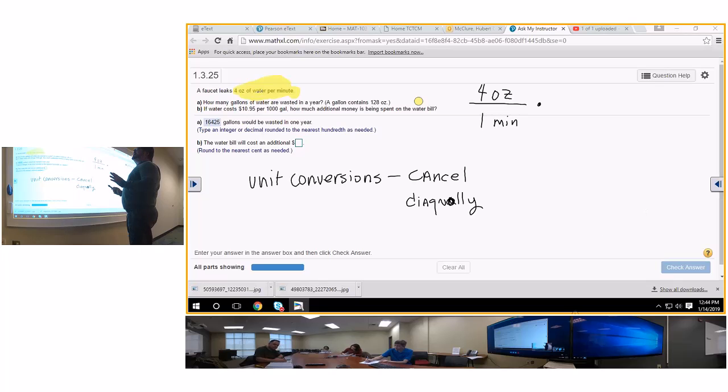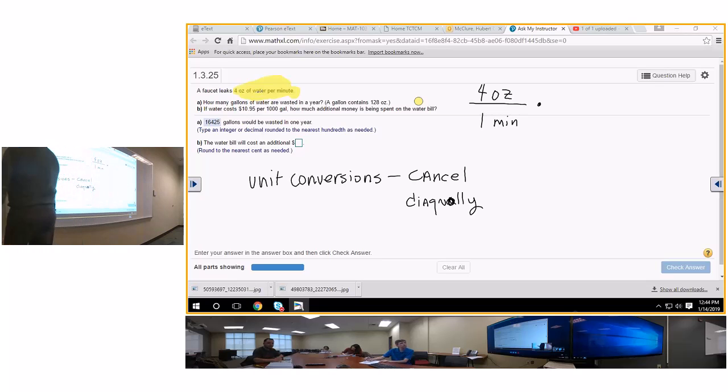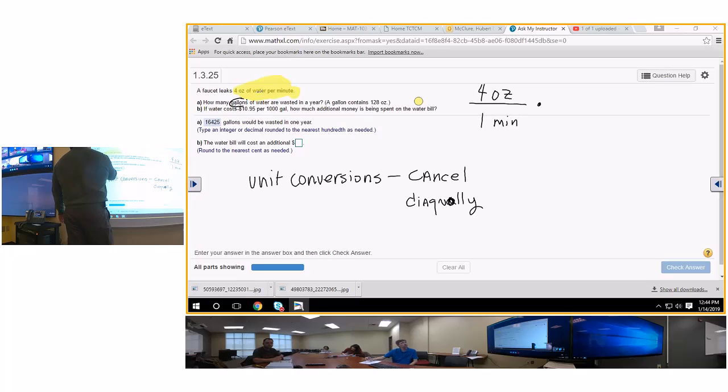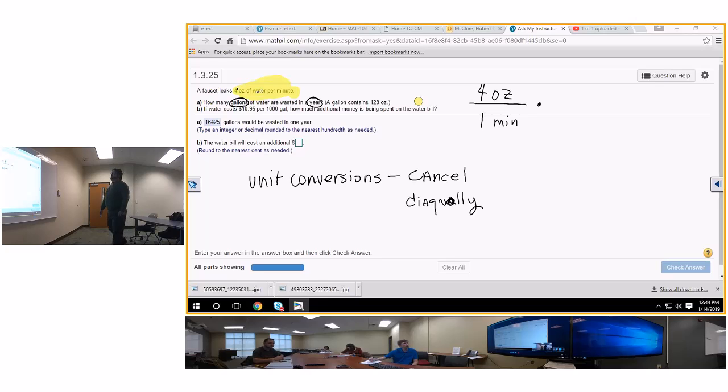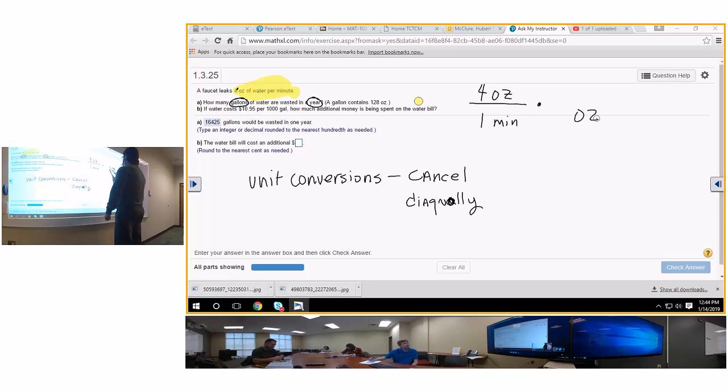It depends on what they want. It says how many what? Gallons of water in a what? Year. So somebody pick one of them. Either pick gallons or year. Which one do you want to do first? Let's do gallons. So we're going to go, okay, I need to put ounces down here and gallons up here. How many ounces are in a gallon?